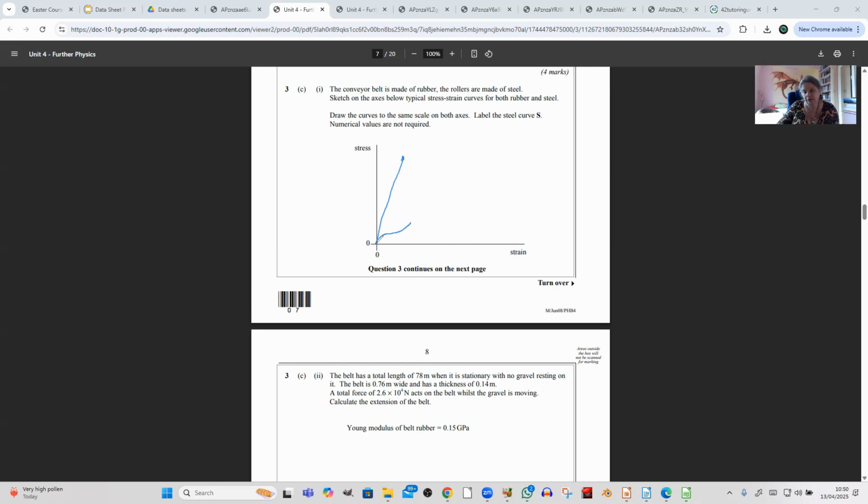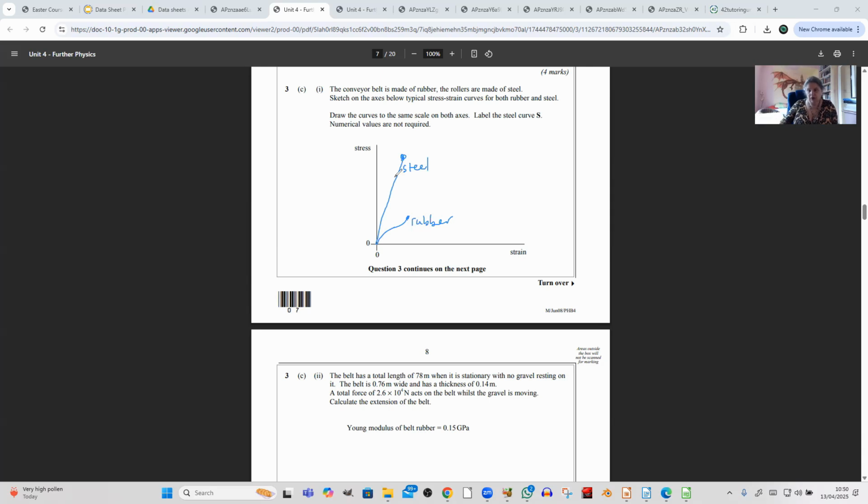Something like that. And it goes back down a different line. It goes back down that way. But they only want the one on the way up, so let's get rid of it. Got rid of all of it. Right, now I want you to realise that this is the rubber, and this is the steel. Steel has a much bigger breaking stress than the rubber, so it's further up. It's harder to stretch, so gradient is bigger.